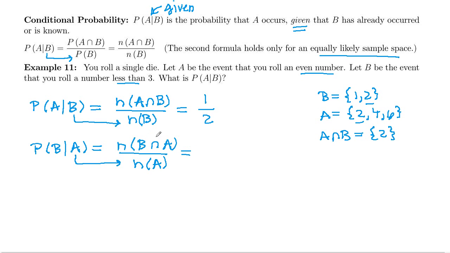Well, the number in B and A is the same as the number in A and B. That's still 1. But now the number in A, there are 3 outcomes in A. So this is 1 out of 3. So notice that these two are not equal to each other. If you switch the order with conditional probability, it's almost never the same probability.